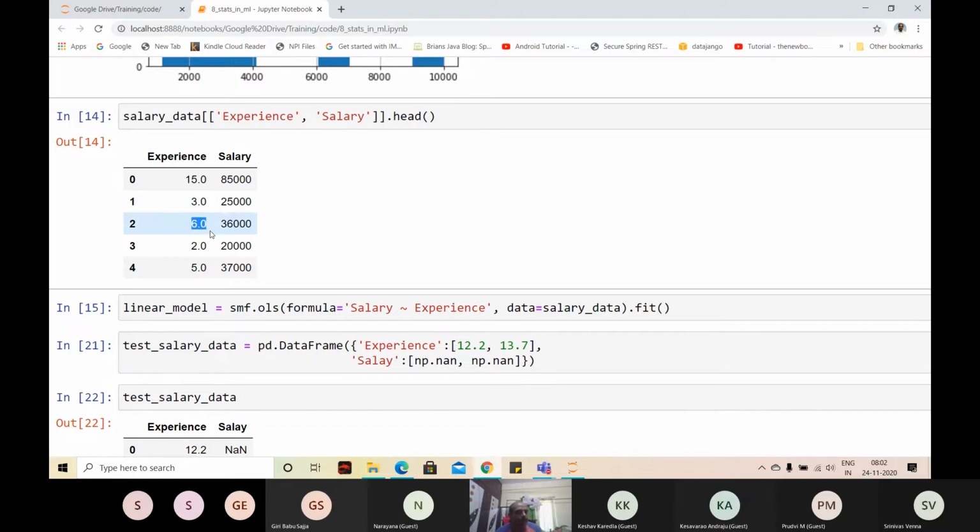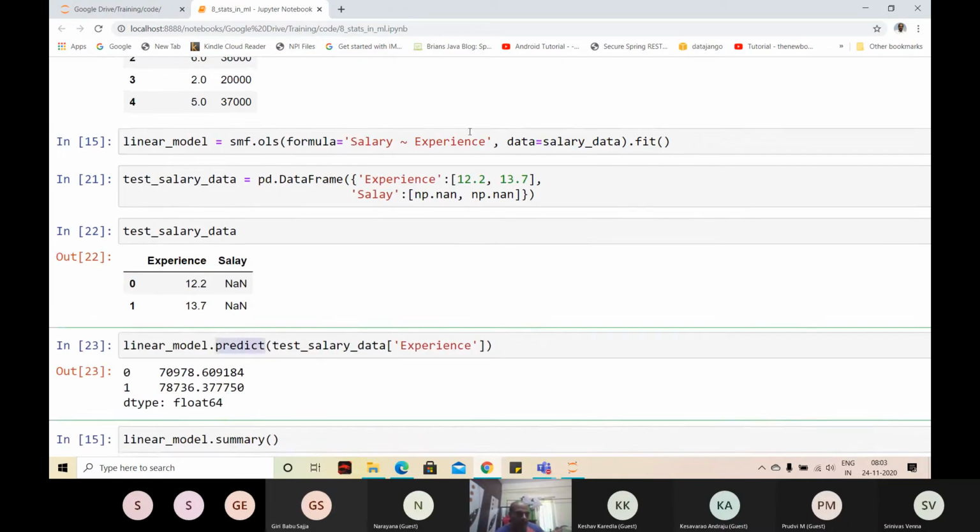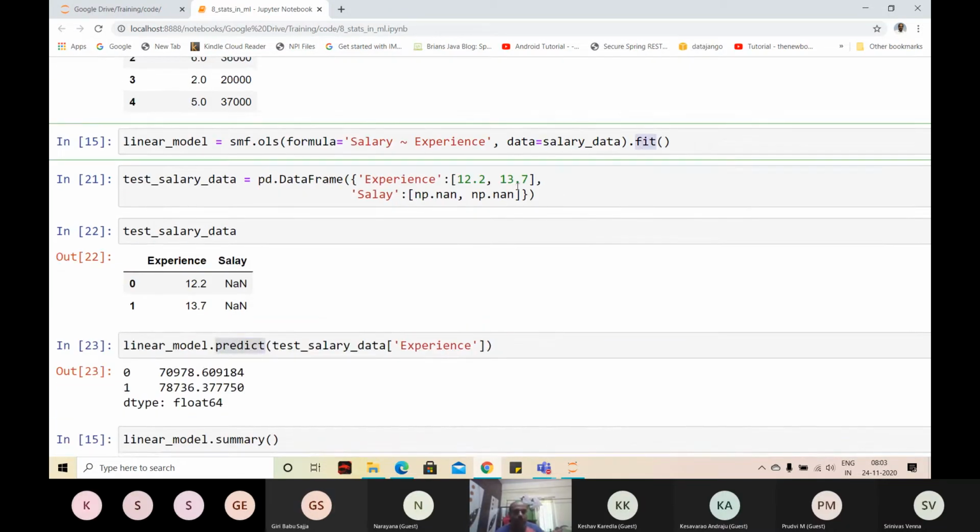Which number to multiply? When you are able to find, in the historical data, two numbers that multiply this and add and generate Y, that is the pattern, right? When you get new experience, you take those two numbers, take theta 0, theta 1 into the experience, sum it, and you get the prediction. Okay, that predict method is doing that. So when you fit, the model is finding the equation and keeping it.